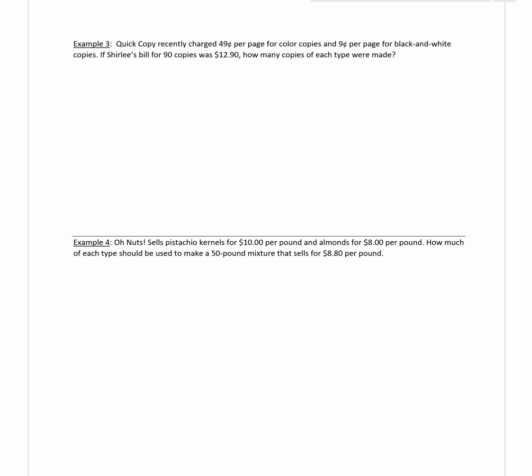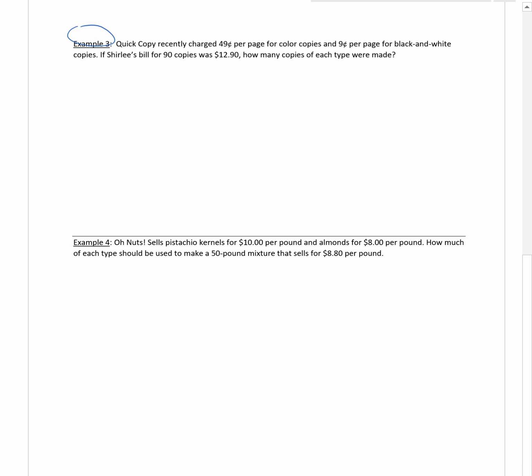So example 3, it says, Quick Copy charged 49 cents per page for color copies and 9 cents per page for black and white copies. That's a big difference. If Shirley's bill for 90 copies was $12.90, how many copies of each were made? Okay, all that makes sense, I think.